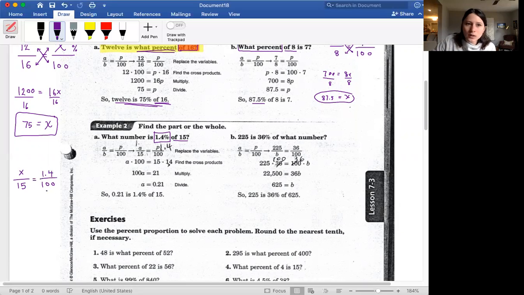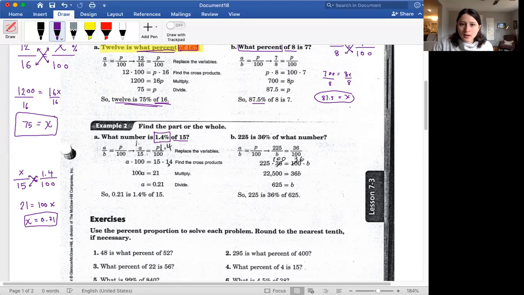I can cross multiply. And once you get to this point, it's the same idea. You're not doing anything different. So now you have 15 times 1.4, and that's 21. And then 100x, divide by 100. And when you divide by 100, you have 0.21. And you can use your calculators for this. That's fine with me. You can use your calculator for this chapter. So 0.21 out of 15 is equivalent to 1.4%.